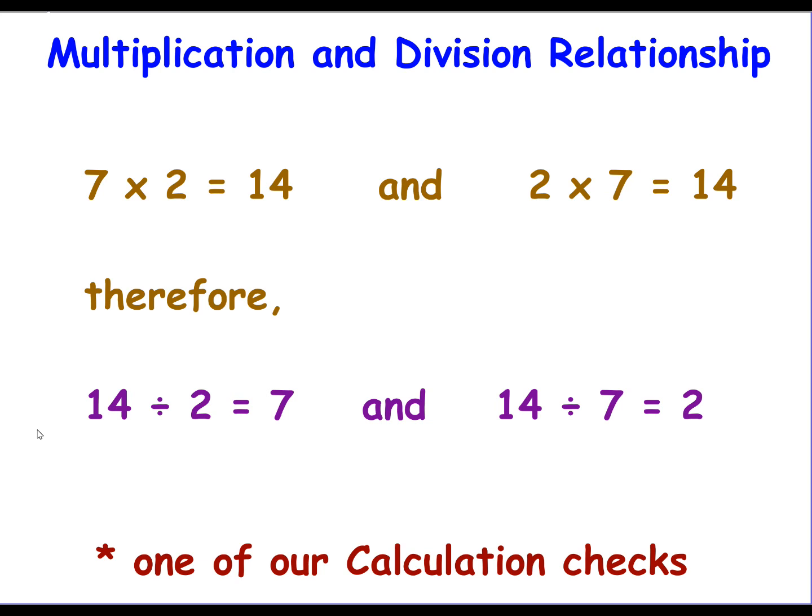And most important of all, this is one of the methods that we use for checking our calculations. It's called the reverse method. So if you have a calculation such as 7 times 2 equals 14, that would be your original calculation, and the inverse check or the reverse check would be 14, which was your answer as your first number, divided, which we swap our sign around, divided by 2 gives us 7, and that is a valid check for a calculation.